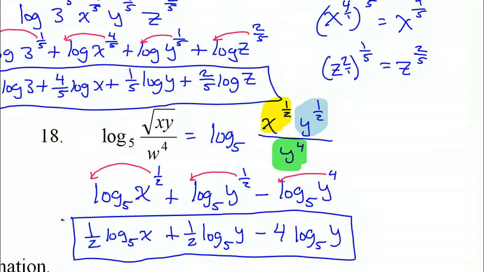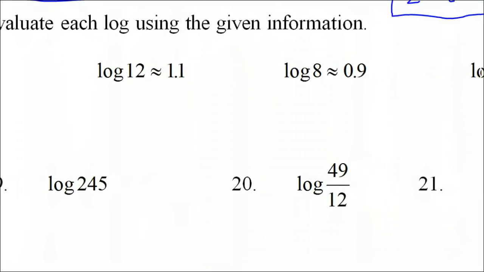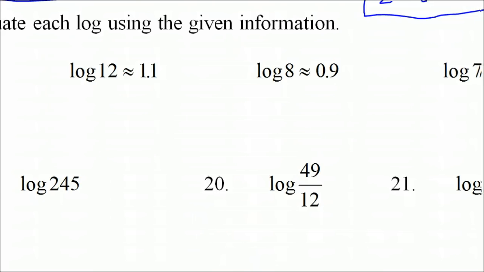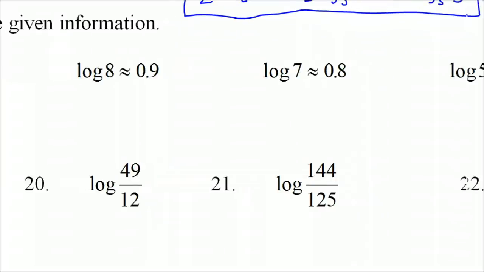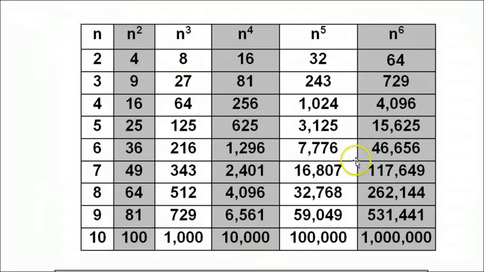All right, so looking at number 19, we have the log of 245. Somehow we've got to write this either using a 12 or an 8 or 7 or 5. All right, just keep that in your mind. 12, 8, 7, or 5. Stand by. So the first thing I try, I see this 245. I'm going to look at the chart, see if it's on there. Oh, boo, it's not on there. So I got to do something else.